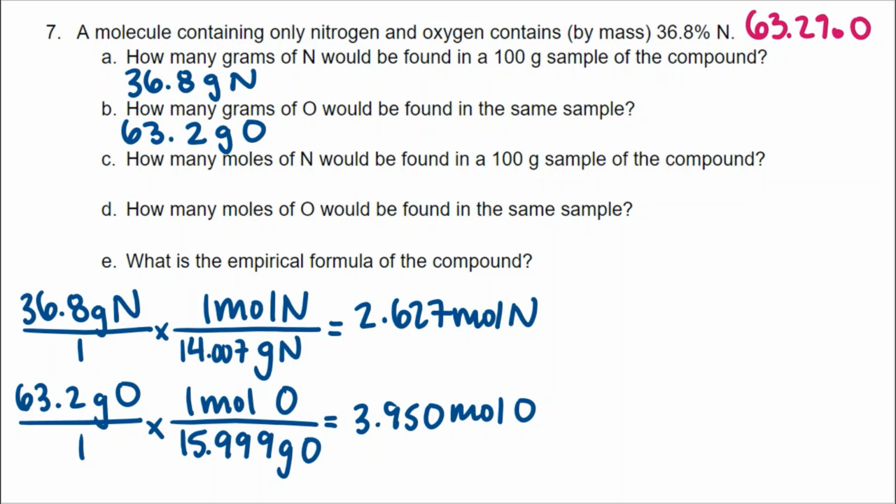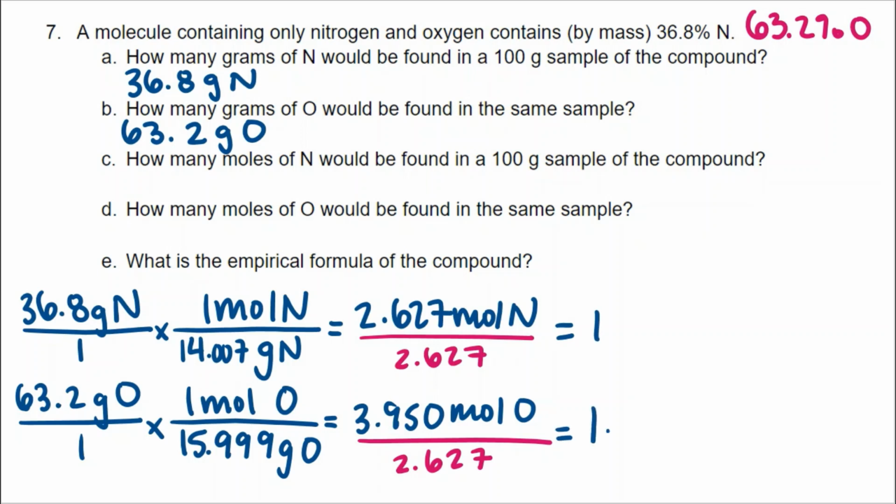So what I want to do now is figure out what the ratio of nitrogen to oxygen is. So I'm going to divide both of these by the smallest number that I just got. So I'm going to divide by this number. So we're just trying to see how many times nitrogen goes into oxygen, which is going to give us a ratio here. So when we solve, this is obviously going to give us 1. And this gives us 1.5.